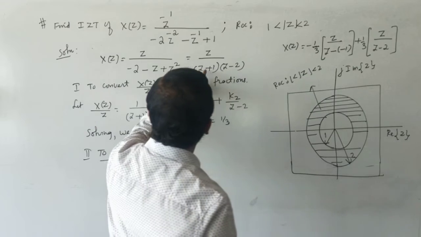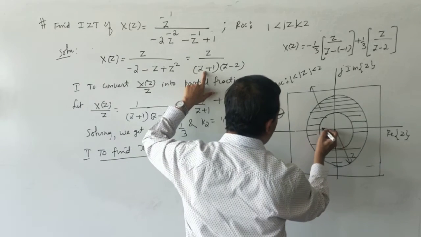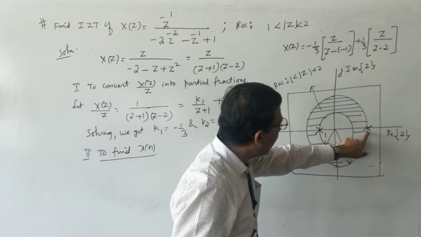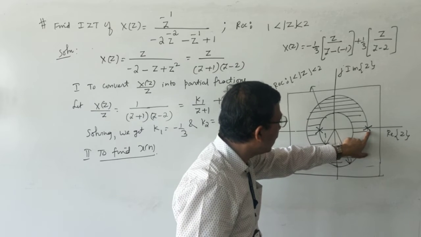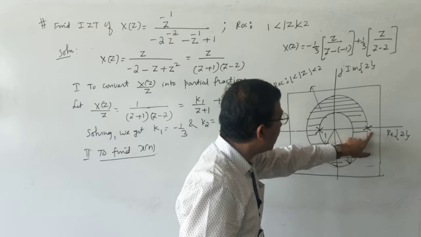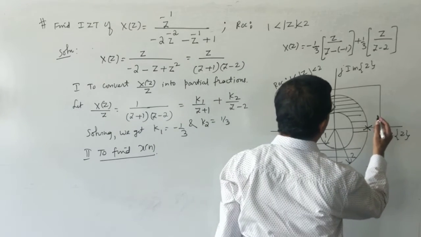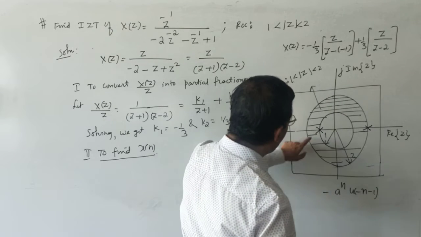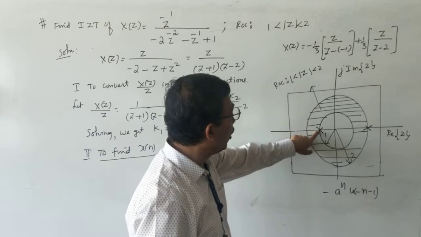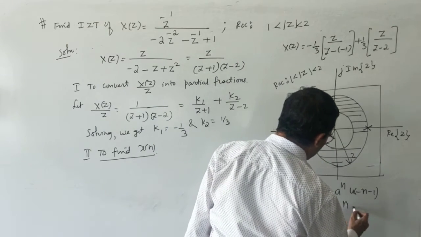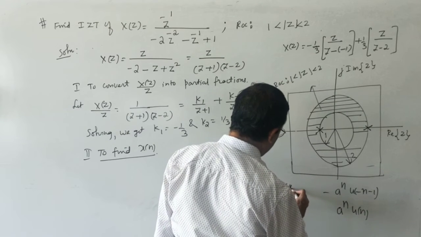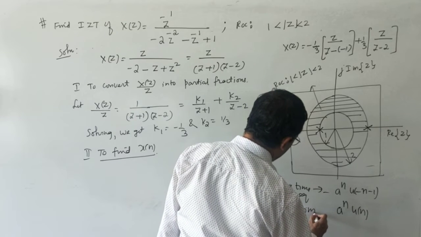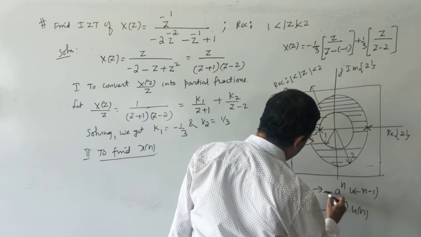Mark the poles. Z plus 1 equal to 0 gives you z equal to minus 1. This is the pole. Z minus 2 equal to 0 gives this pole. This pole is exterior to the ROC and hence will give negative time sequence term. Negative time sequence term means minus a to the power n u of minus n minus 1. This pole is interior to the ROC and hence will give positive time sequence term, which is a to the power n into u of n. This is only for your inference.